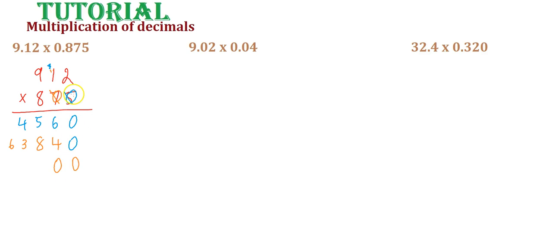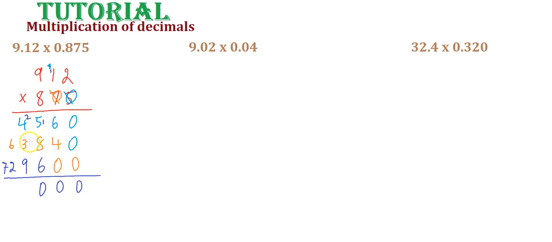So next line of working is 8 times 2, so that's 16, carry the 1. 8 times 1, that's 8, plus 1 is 9, and 8 times 9 is 72. And now all I have to do is add everything up. So that's a 0, that's a 10, we'll carry the 1. So 6 plus 8 plus 5 plus 1 is 20.